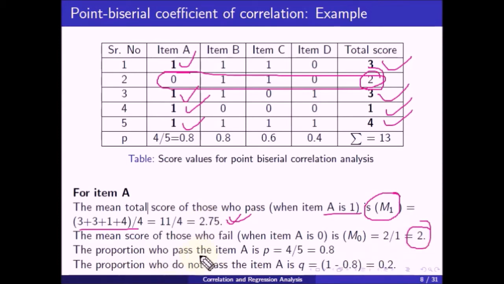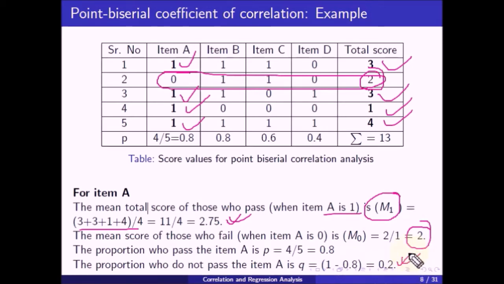Now the proportion who pass item A is 4 by 5, that is, out of 5, 4 pass, so p is 0.8. And the proportion who do not pass item A, q, is equal to 1 minus p, so 1 minus 0.8, it is 0.2.